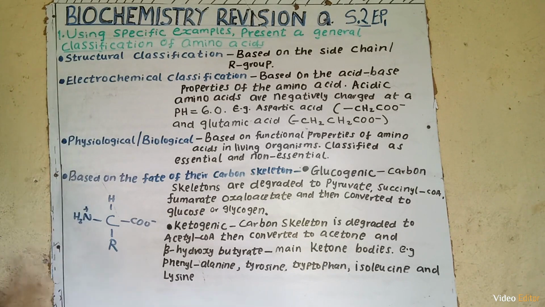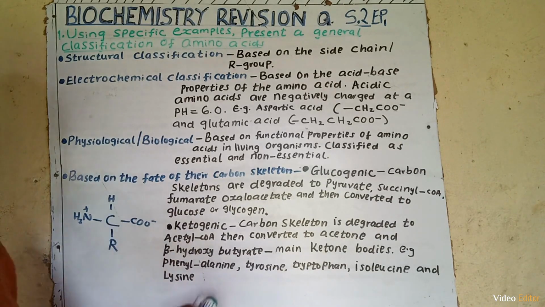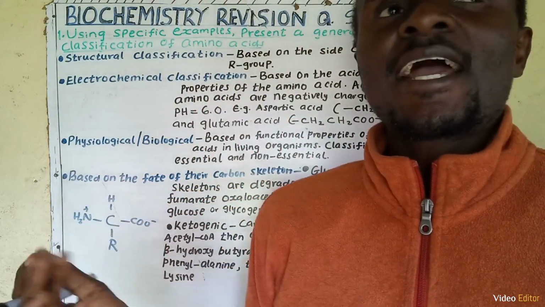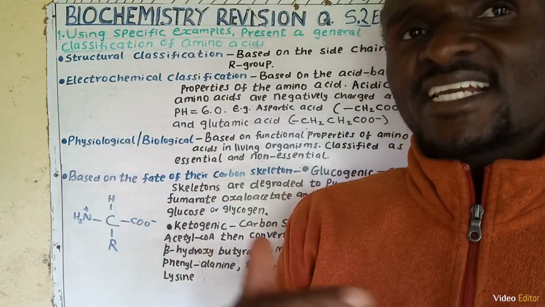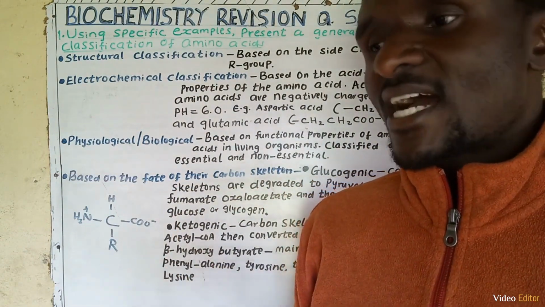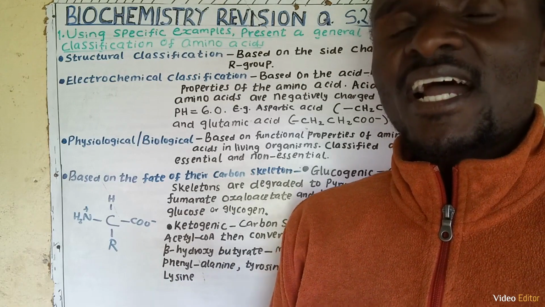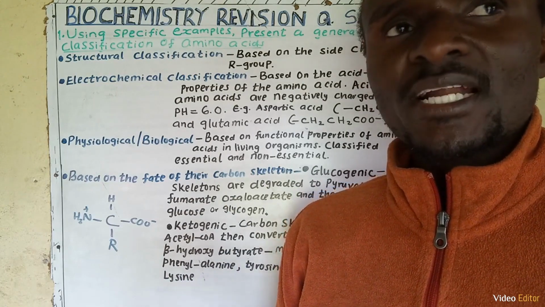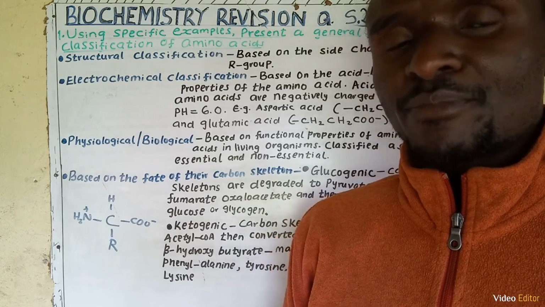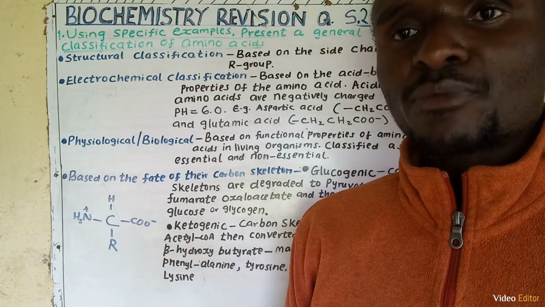You can click on the link in the comment section so that you understand in detail the structural classification of amino acids. Then let's look at the electrochemical properties. You also need to know that we have acidic and also basic amino acids. Acidic amino acids are normally negatively charged at a pH of 6.0, whereas basic amino acids are positively charged at a pH of around 6.0.